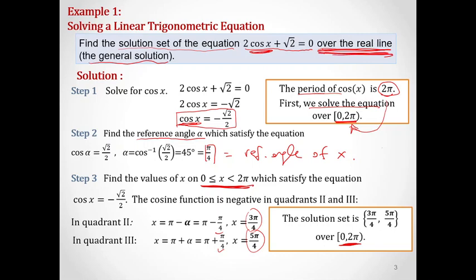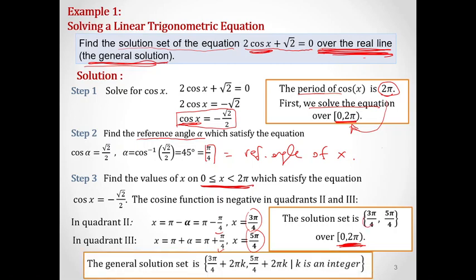But if you want to generalize the solution to the whole real line, not only 0 to 2 pi, we just take these two solutions and add 2 pi k to them. So you are taking the multiples of 2 pi. 2 pi is just the period of cosine x. So this set will be the general solution set, because for each k value we'll get a root or a solution for the equation.